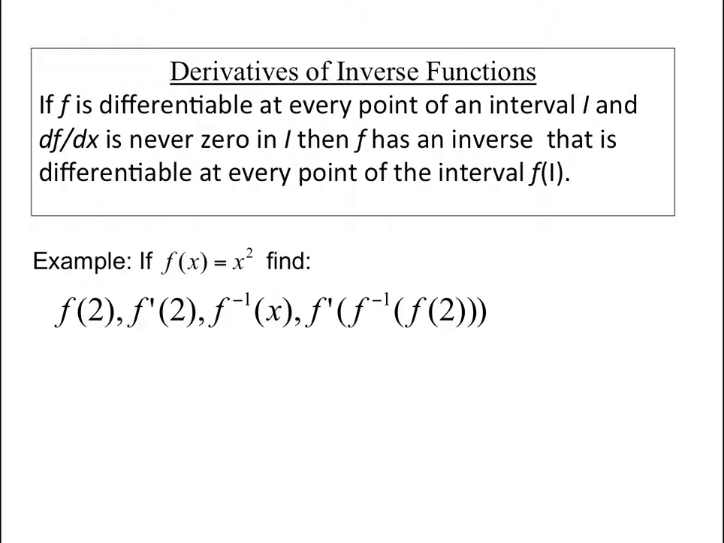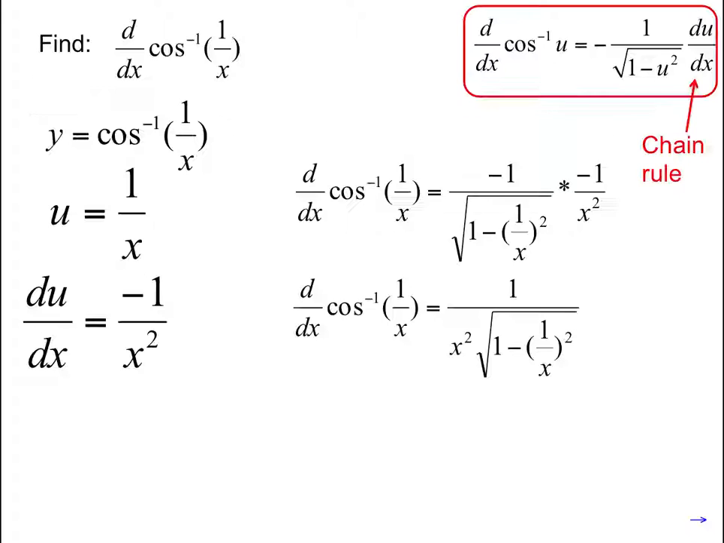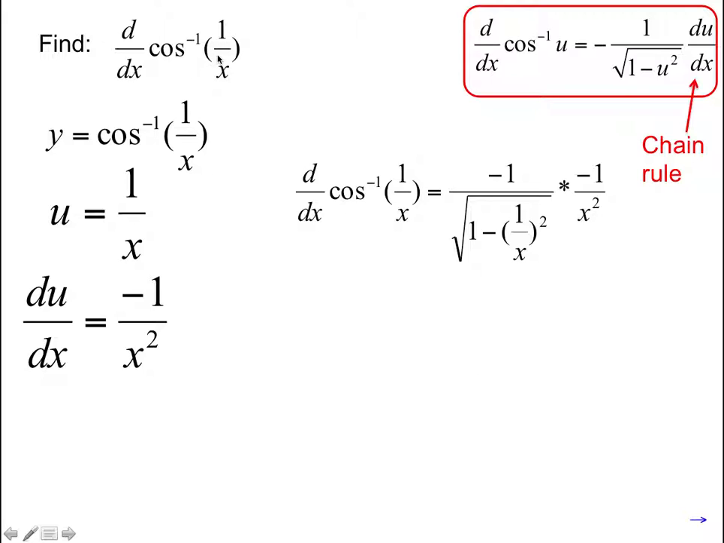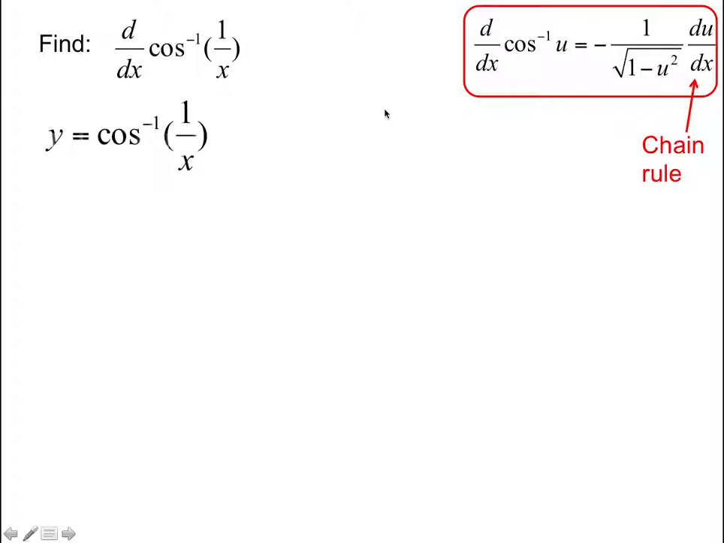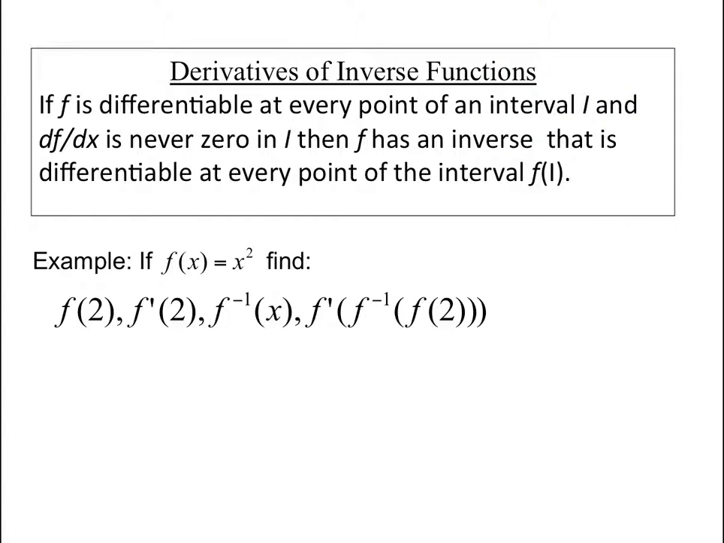Since we're talking about inverse functions, and we're talking about the chain rule, which means we're kind of talking about composite functions. If I go back to this previous screen for a second, these are all composite functions, right? We've got an outside function of inverse cosine and an inside function of 1 over x. If we go back to the screen before that, we've got an outside function of tangent inverse and an inside function of 2x squared. So you can see we've got these composite functions.